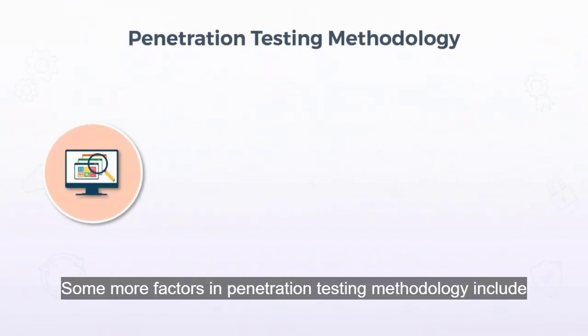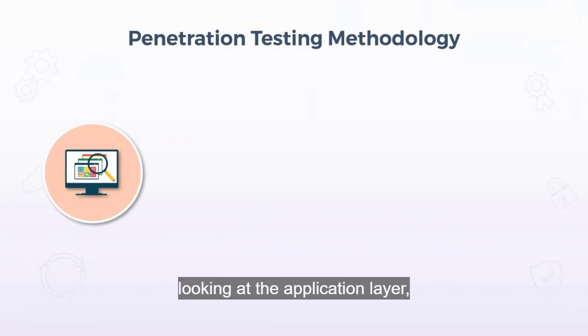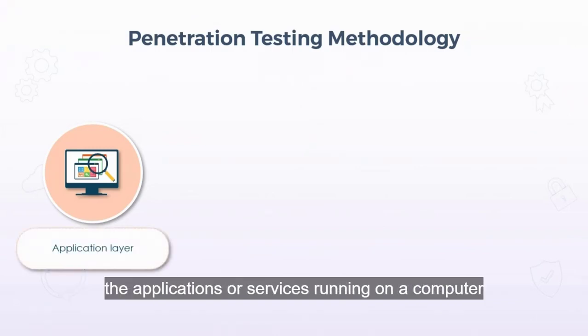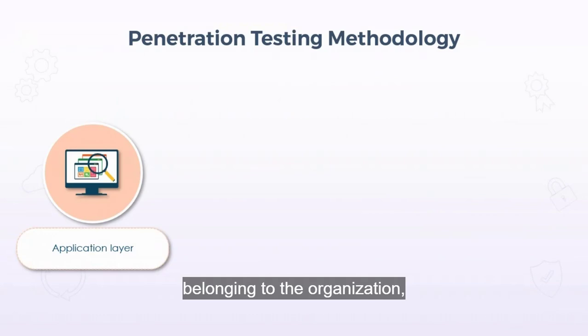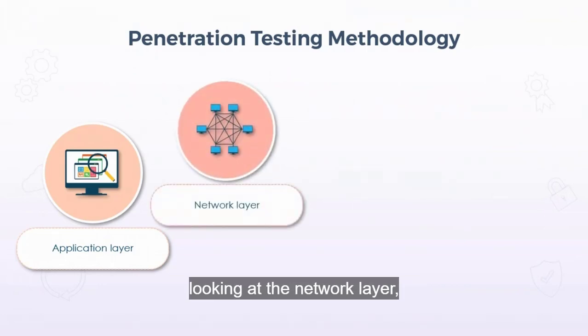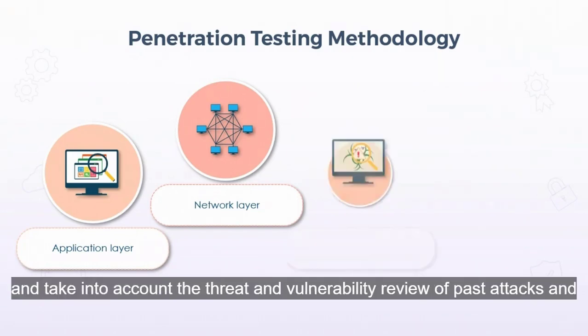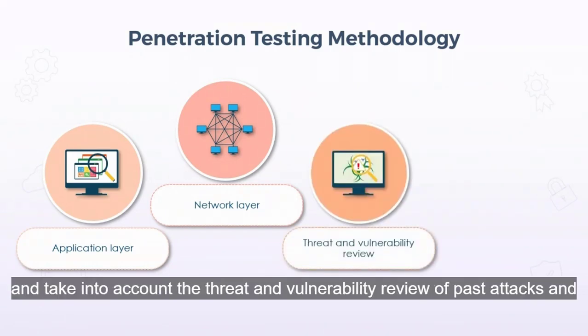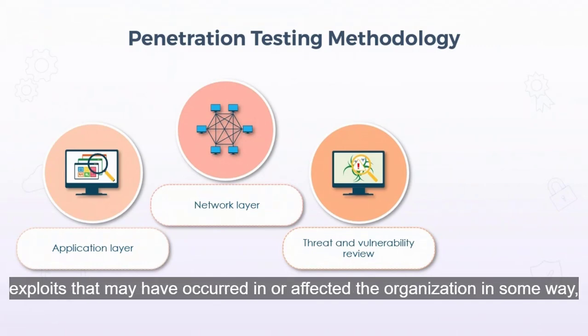Some more factors in penetration testing methodology include looking at the application layer. The applications or services running on a computer belonging to the organization or to third parties who have access to the organization's infrastructure. Looking at the network layer, each aspect or subnetwork, co-located facilities, hosting centers, cloud service providers. So a comprehensive pen test must consider many different areas and take into account the threat and vulnerability review of past attacks and exploits that may have occurred in or affected the organization in some way.